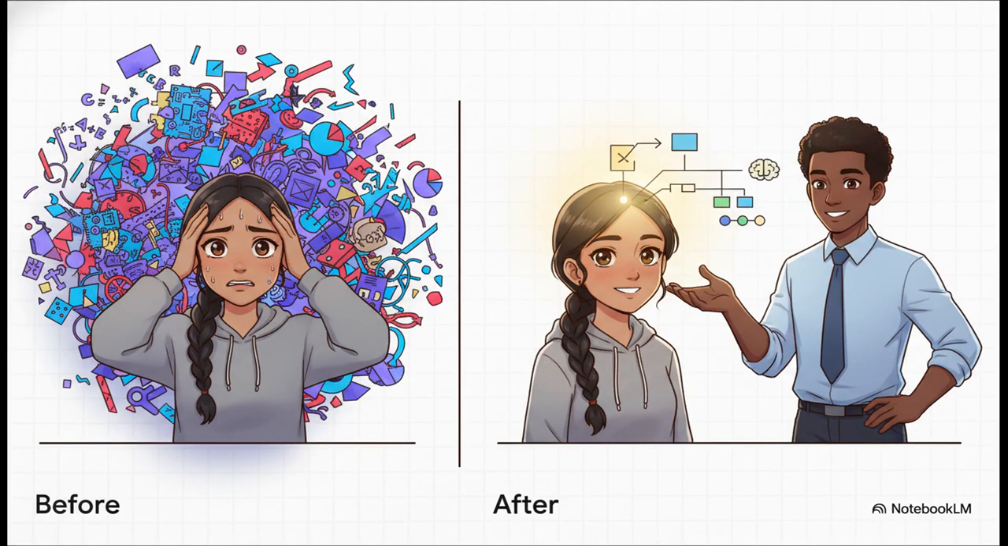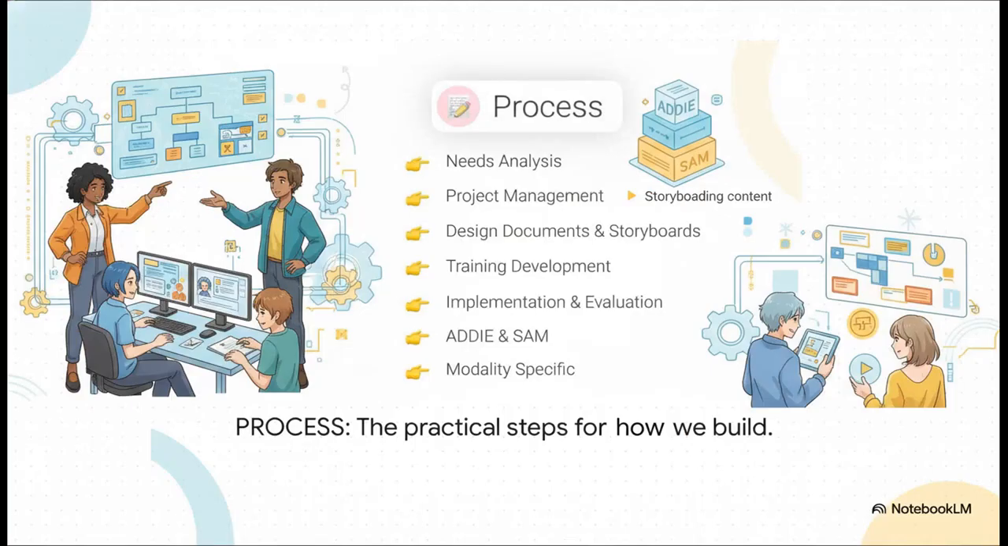And these are some of the heavy hitters we're talking about. You've got theories from people like Malcolm Knowles, who figured out that adults need to know why they're learning something, or John Sweller's cognitive load theory, which is all about not dumping too much information on someone at once. This is the science that makes learning stick. Okay, so that's the why.